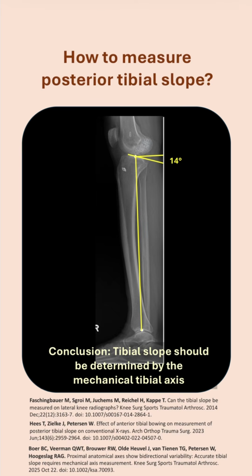The mechanical tibial axis is determined by connecting the center of the knee joint with the center of the ankle joint. The posterior tibial slope is then measured as the angle between a line perpendicular to the mechanical tibial axis and a tangent to the tibial plateau.